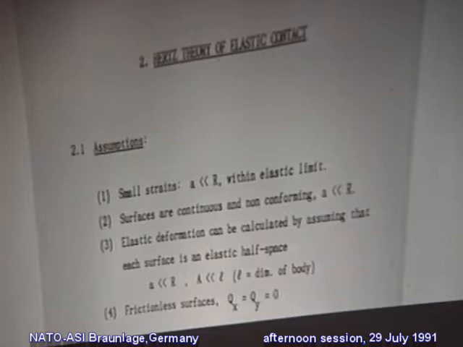And finally, Hertz only solved the problem of frictionless contact. The effect of friction became much more significant in this century. Now, to the method of solution.